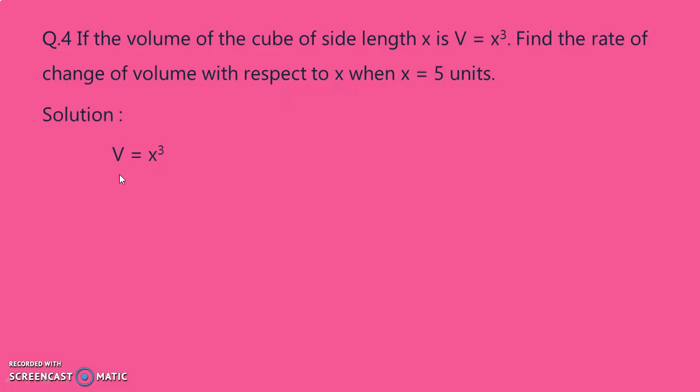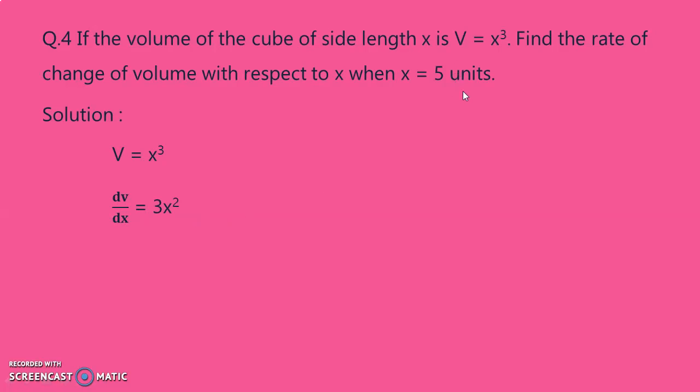So we have V equals x cube, and to find dV by dx we have to differentiate this x cube, which gives 3x square, since the derivative of x power n is n times x power n minus 1. Therefore, dV by dx is equal to 3x square.